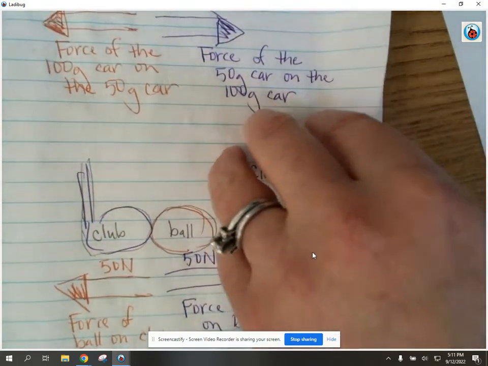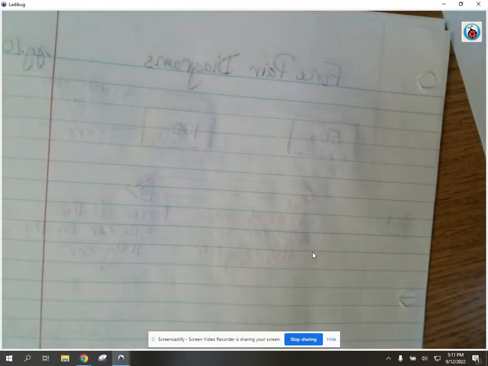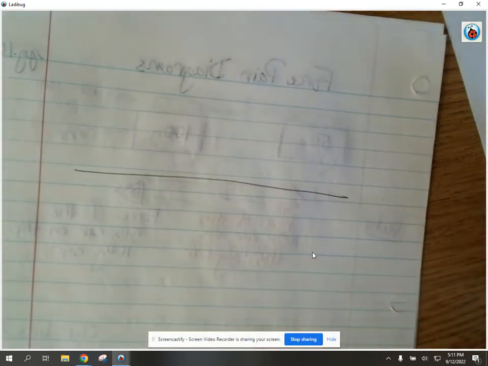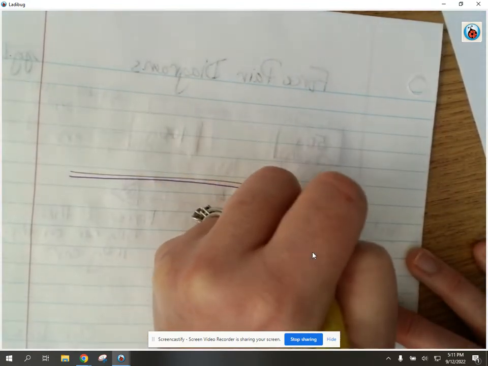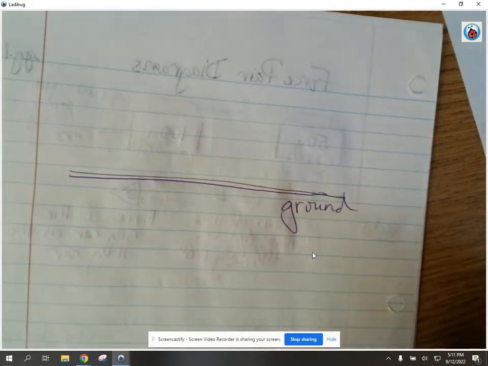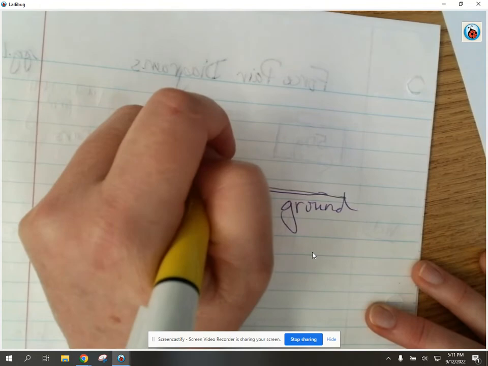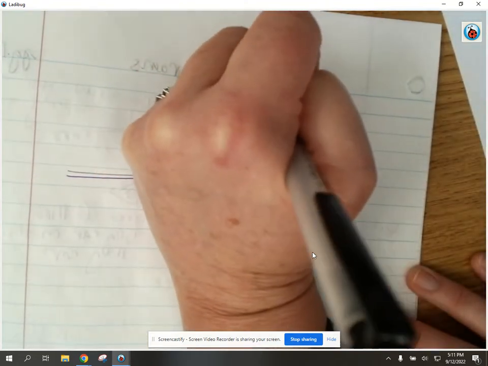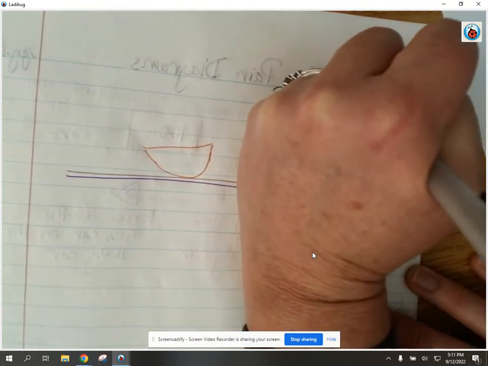Okay, last one. We'll have something falling. We drew several things falling today. We'll do a bowl. That one is easy for me to draw. So if we have the ground and a bowl, we'll say the bowl hits the ground with 5 newtons of force.